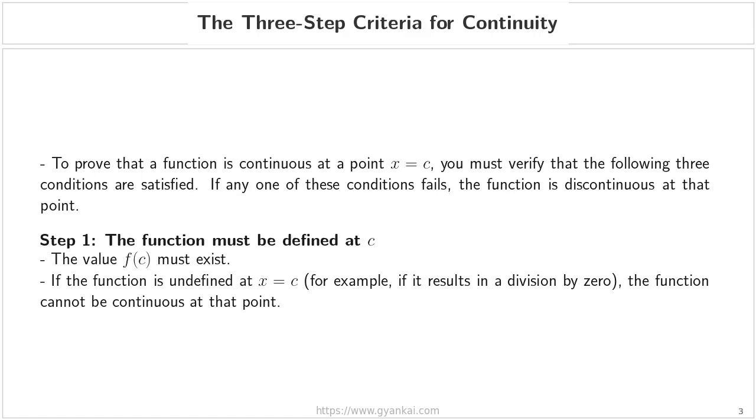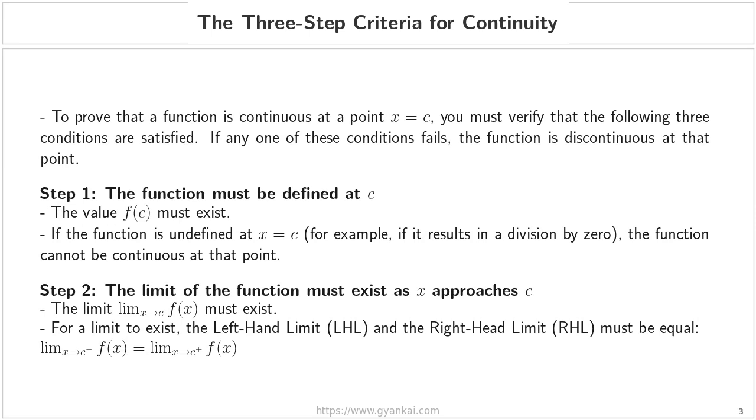Step 1. The function must be defined at c. This means that when you plug the value c into the function, the resulting value, f(c), must actually exist. For example, if substituting c into the function results in a division by 0, the function is undefined at that point, and therefore it cannot be continuous.